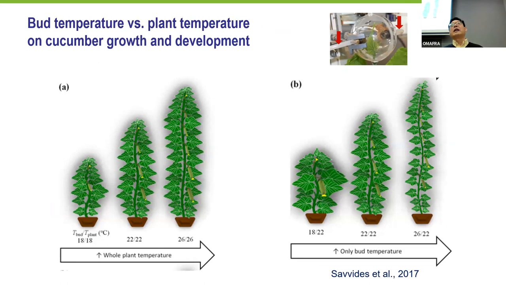On the left side of the screen, you see the same air and plant head temperature. When you increase it, you get a uniform increase in growth. But on the right-hand side, the plant temperature is kept at 22, and you only increase the body temperature from 18 to 26, and what you get is a more generative plant. Just by changing the body temperature, only that tiny point, you get more leaves, but smaller leaves. So the point is we need a plant-based control.